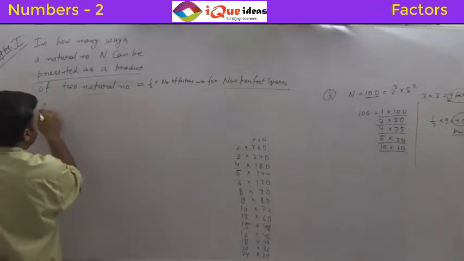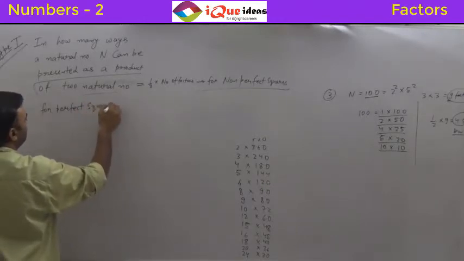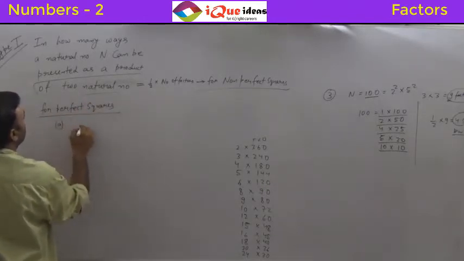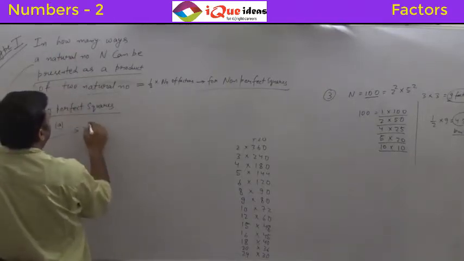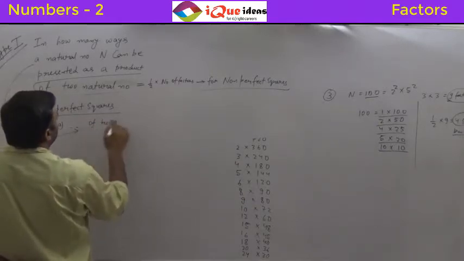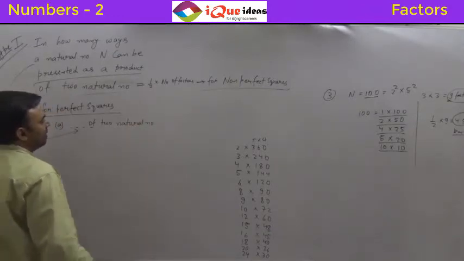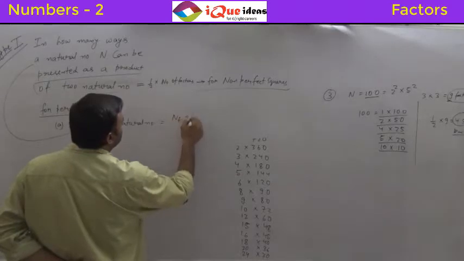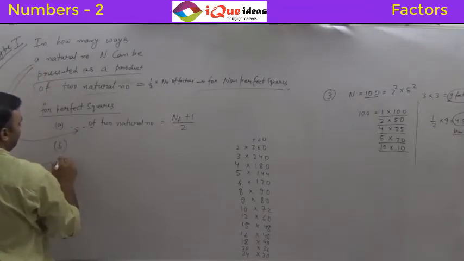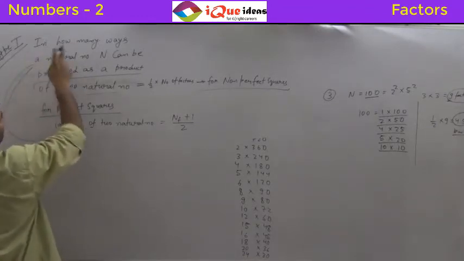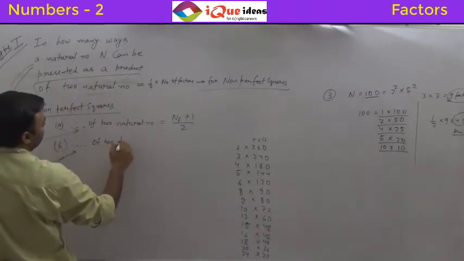And for perfect squares, we'll have two cases. For perfect squares, using the same statement, of two natural numbers, what do we do? Number of factors plus 1, by 2. And if I put the same thing again here: in how many ways can a natural number be presented as a product of two distinct natural numbers.